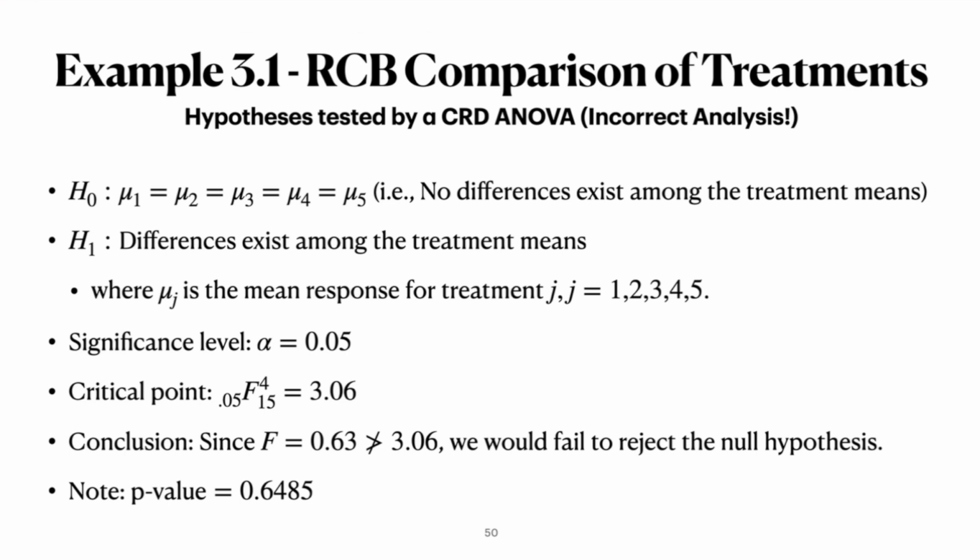But still, even with that slight reduction in the critical point, the F statistic is so small, 0.63, it's not larger than that critical point. And so we would fail to reject the null hypothesis. And in fact, the p-value for this test is quite large, 0.6485.